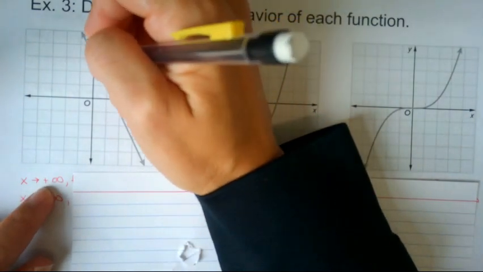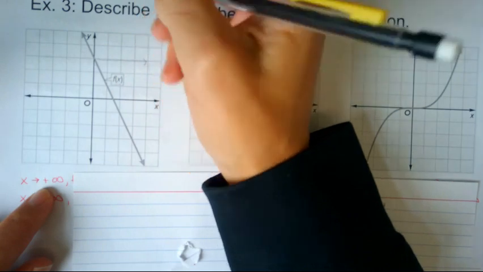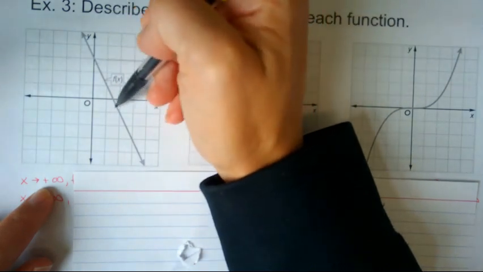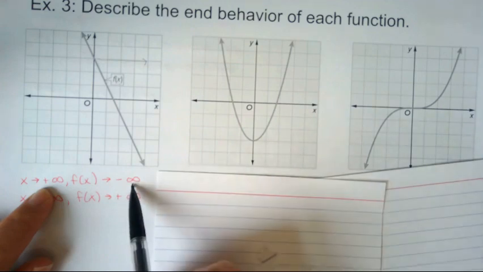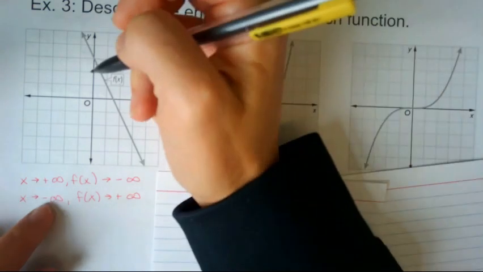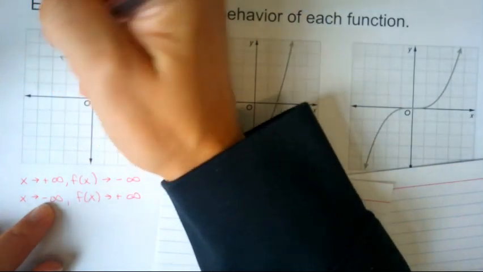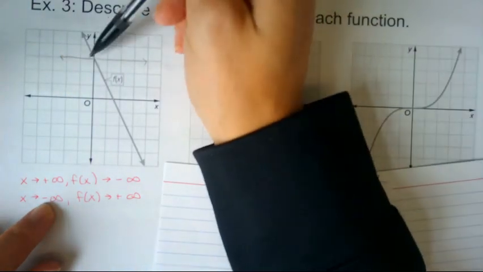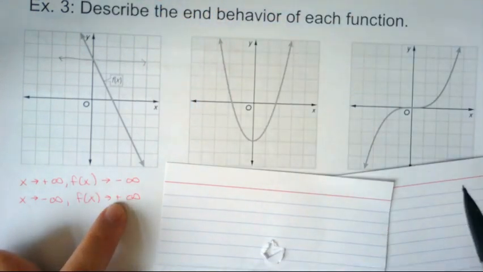So as x approaches positive infinity, so here is 0, positive infinity would be going this direction. Where does your graph go? Your graph goes down. So that means that f of x would be approaching negative infinity. As I'm looking at x goes negative, so as I look this direction from my 0, what does my graph do? My graph goes up, so that means I'm approaching positive infinity.